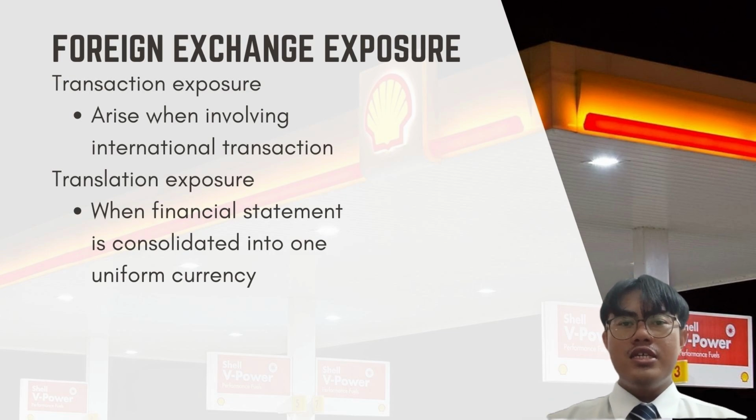As for the translation exposure, it arises when Shell's financial statements are consolidated and reported in a single currency, especially in USA. Exchange rate fluctuation can impact the reported value of foreign assets, liabilities, revenues, and expenses. Shell mitigate translation exposure by using currency swaps and other hedging techniques to stabilize the reported financial result. Additionally, Shell diversify its operation across multiple currencies to reduce the overall impact of any single currency's fluctuation.